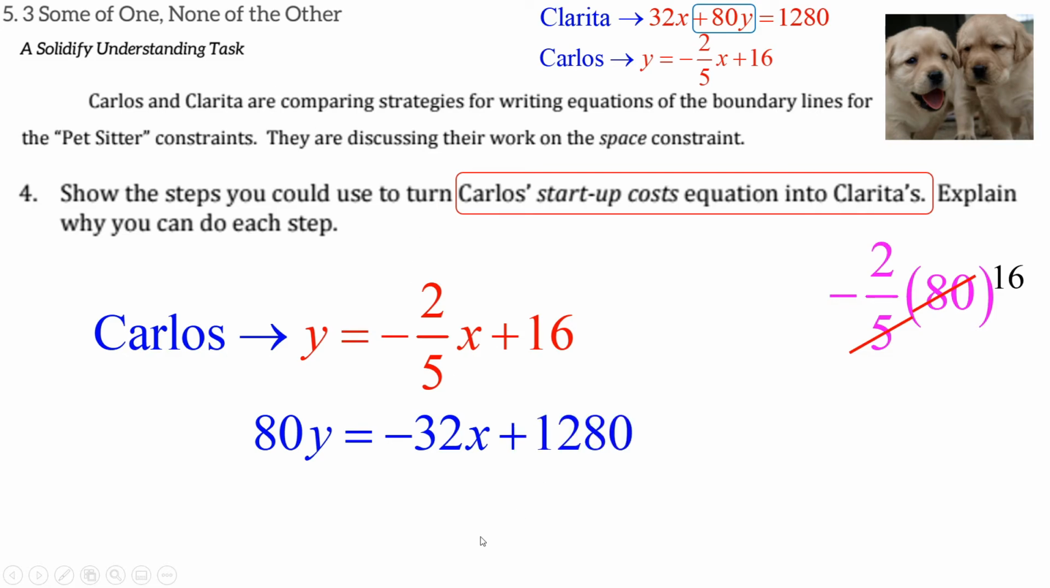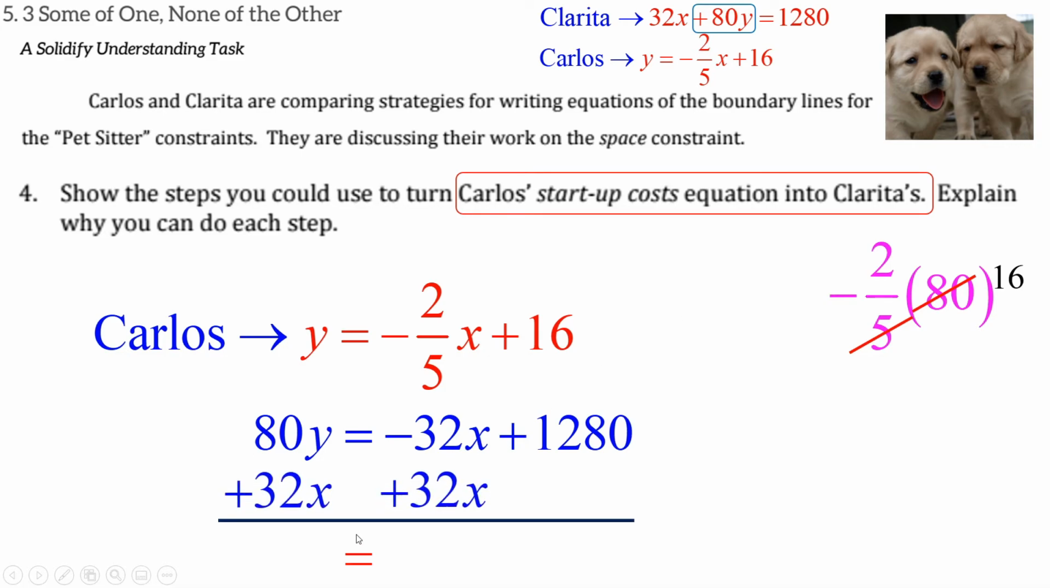There you go. Now we have one more step because we need our x and our y on the same side. x always has to be positive, and the coefficients for x and y cannot be fractions. So let's just add 32x to both sides. Bring down the equals and look at the left. We have 32x plus 80y. We cannot combine those. And the negative 32x and the 32x cancel and leave us our 1,280. And there's Clarita's standard form right there.